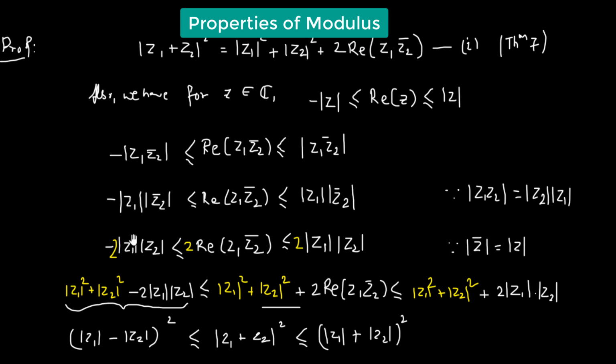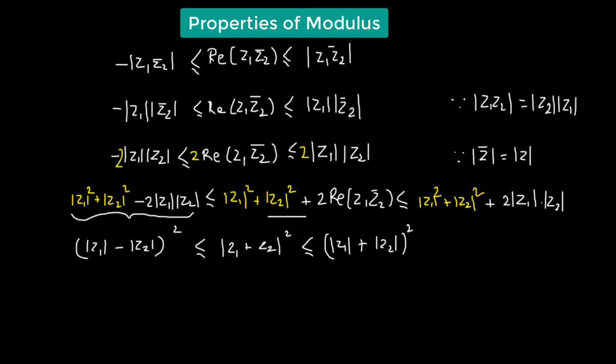Now we're going to take the positive square root on both sides, and that would simply give us that the difference of the two moduli is less than or equal to the absolute value of the sum of the two complex numbers, and this value never exceeds the sum of the moduli. So this proves theorem number 9. Let's go to the next theorem.